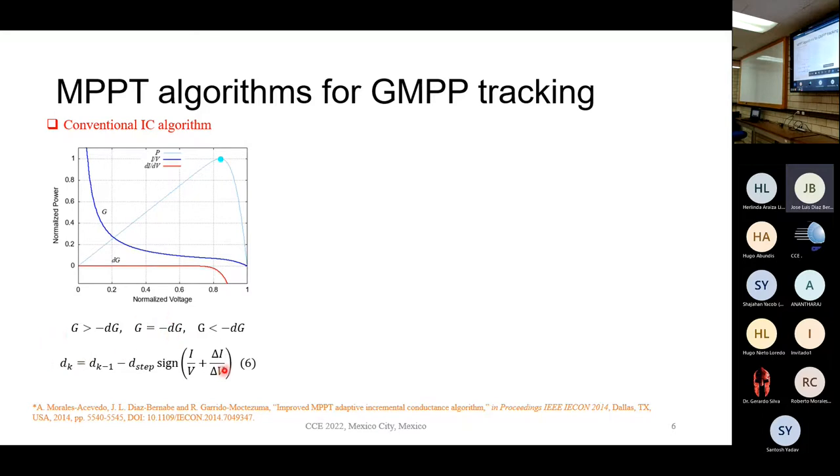So this algorithm adds or subtracts a constant correction term for the duty cycle according to equation six. Depending on where the operating point is, at the left or at the right, it would add or subtract a constant correction term to the previous converter duty cycle.